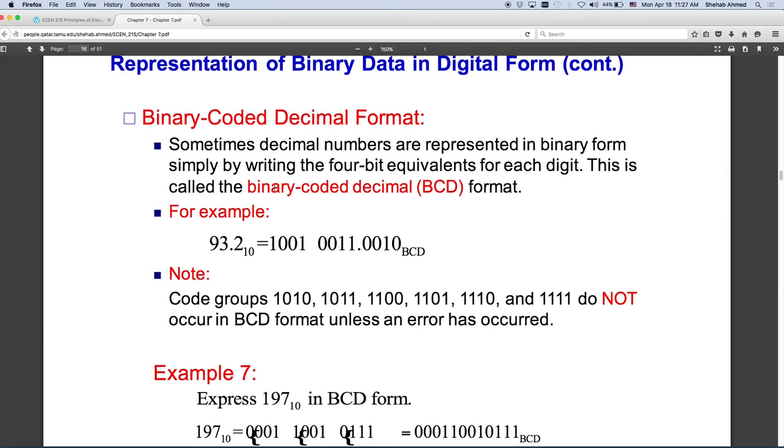So binary coded decimal is where people realized that there's a nice simple way to do things as well. So let's take the 93.2 base 10 number. What binary coded decimal says is that I will take each one of these digits, the 9 for example, and I will represent each of these digits using 4 bits. Right? Because 2 to the 4th is what?